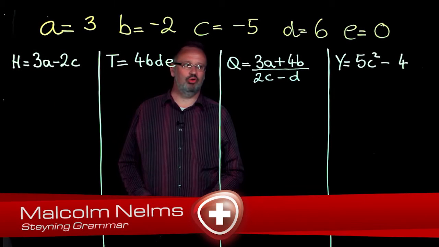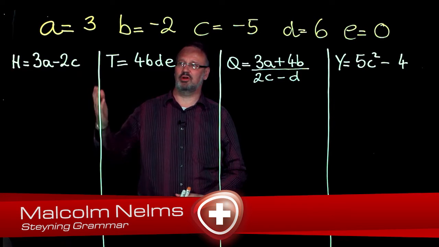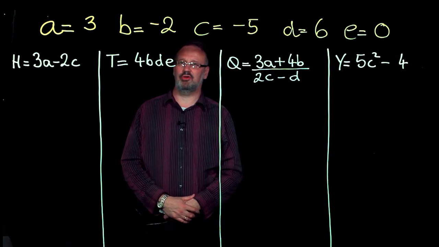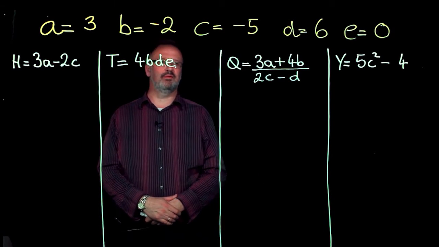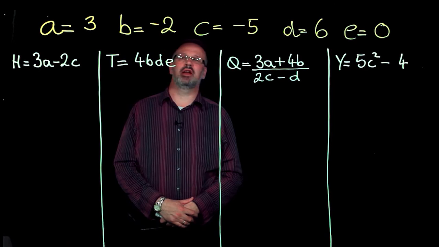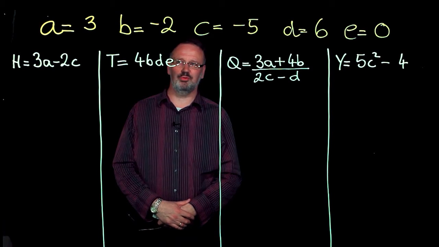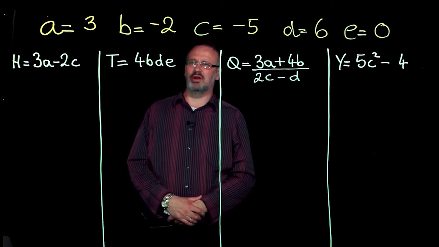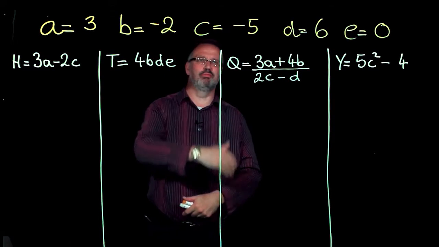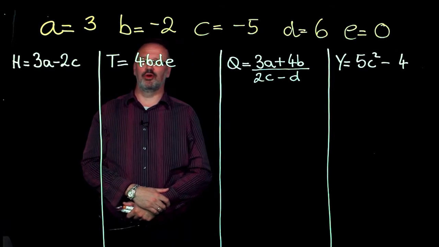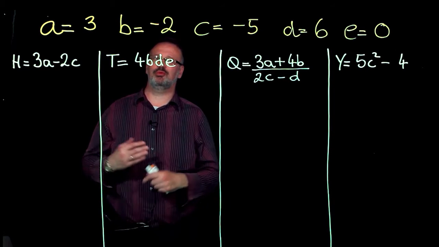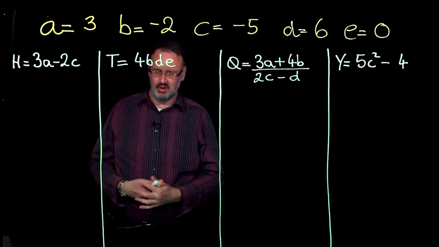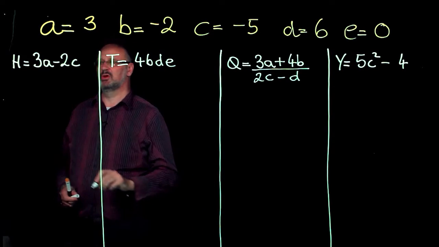We have here four formulae into which I am going to be substituting these five values. A is 3, B is -2, C is -5, D is 6, and E is 0. My first observation is an element of caution may be needed because I have negative numbers for two of them, and substituting in, there is always the potential pitfall when dealing with negative quantities. So let's look at the first one.